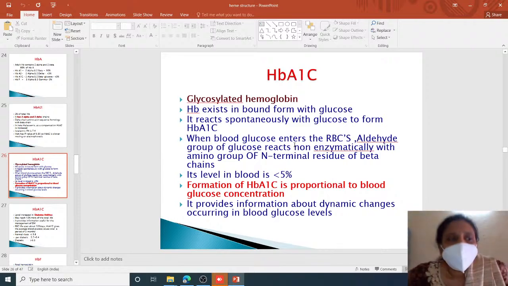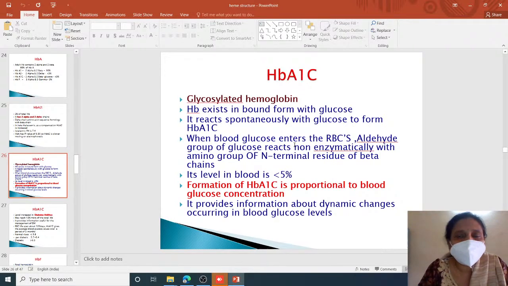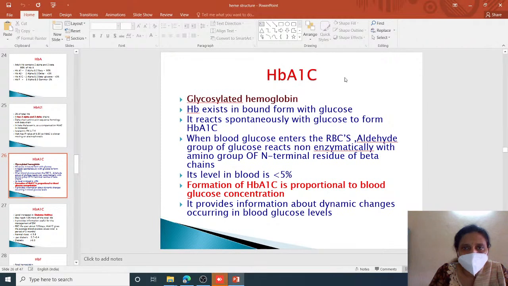Okay, now here again I repeat, HbA1c, that is called glycosylated hemoglobin. Why? Because here hemoglobin is in bound form with glucose. The aldehyde group of glucose has been joined to the amino group of the terminal amino acid from the N terminal of beta chains to form glycosylated hemoglobin.